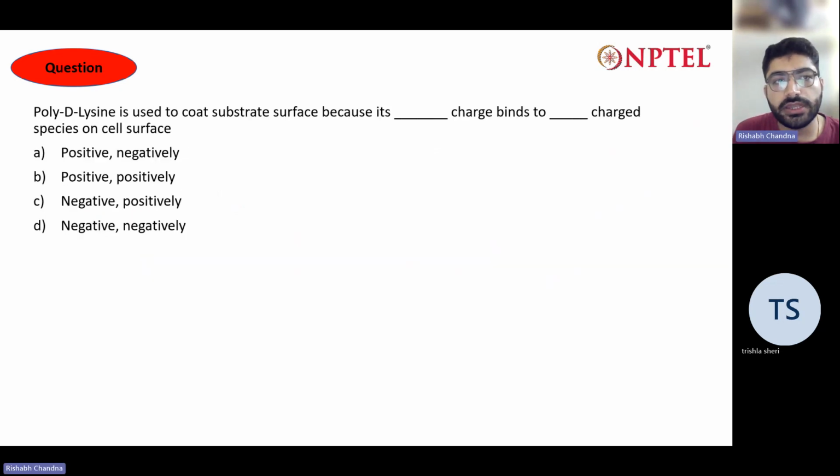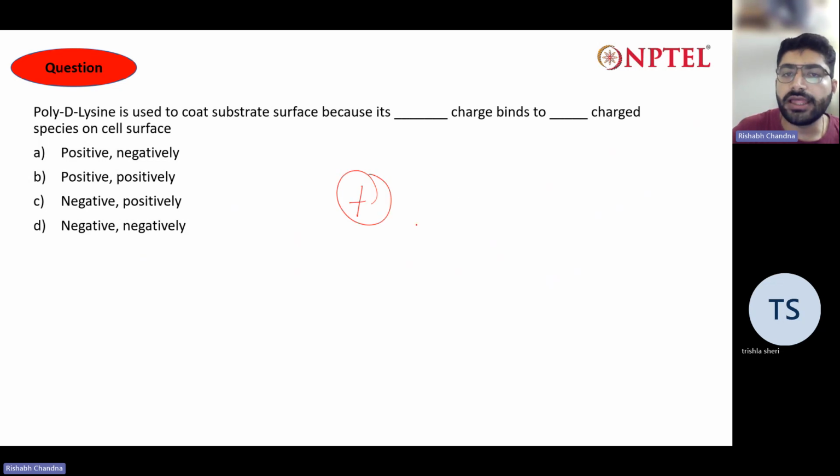Now, moving on to the next question. Poly D lysine is used to coat the substrate surface because of what charge it gives to the surface and what charge on the cell it binds to. As we were discussing before, poly D lysine has a positive charge on the surface.